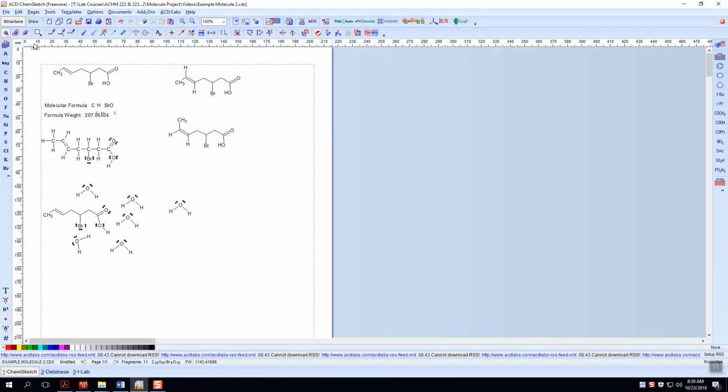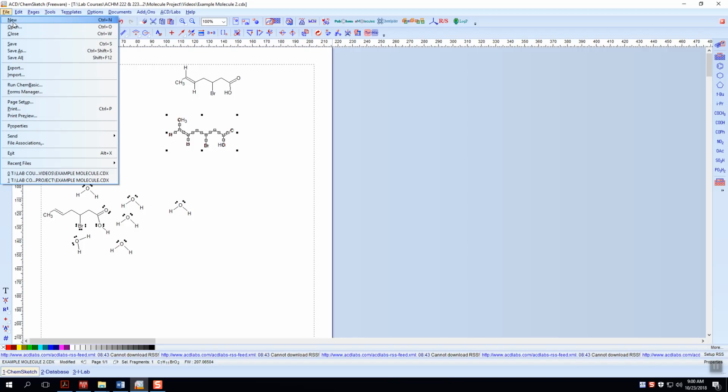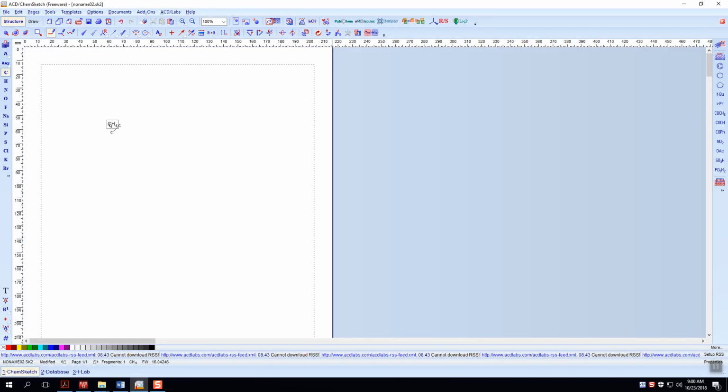So the very first thing I want to do is I want to grab my molecule. This is my molecule. So I just want to go ahead and copy that or hit Control C, and then I want to go to File, New, so I have a new place to put it, and I hit, whoops, I didn't mean to do that. So I'm just going to hit Control Z, and then I'm going to hit Control V so I can paste my molecule. So this is my molecule.